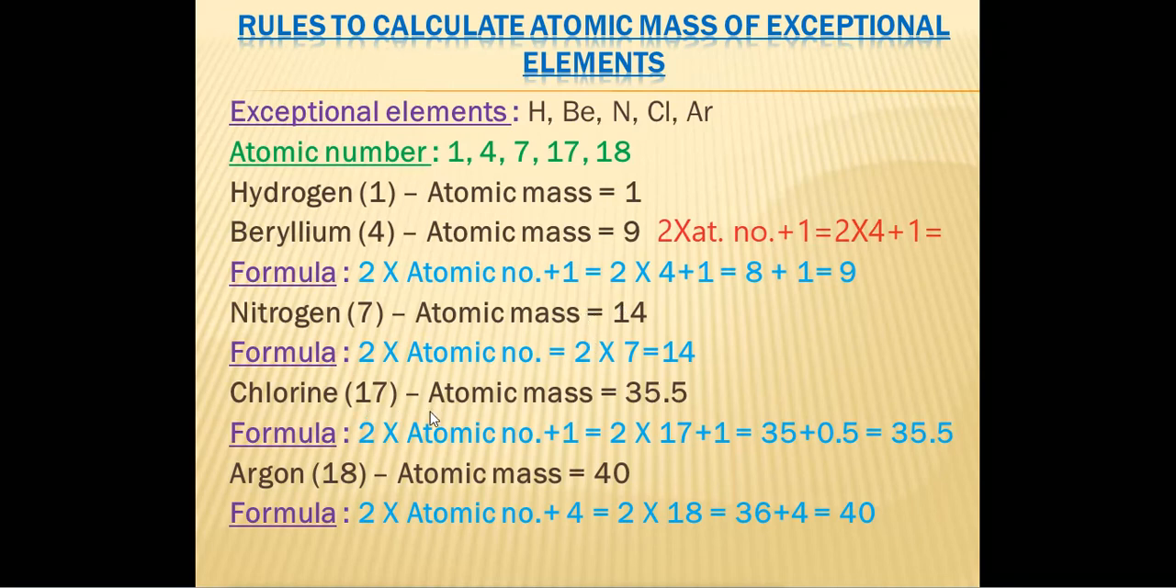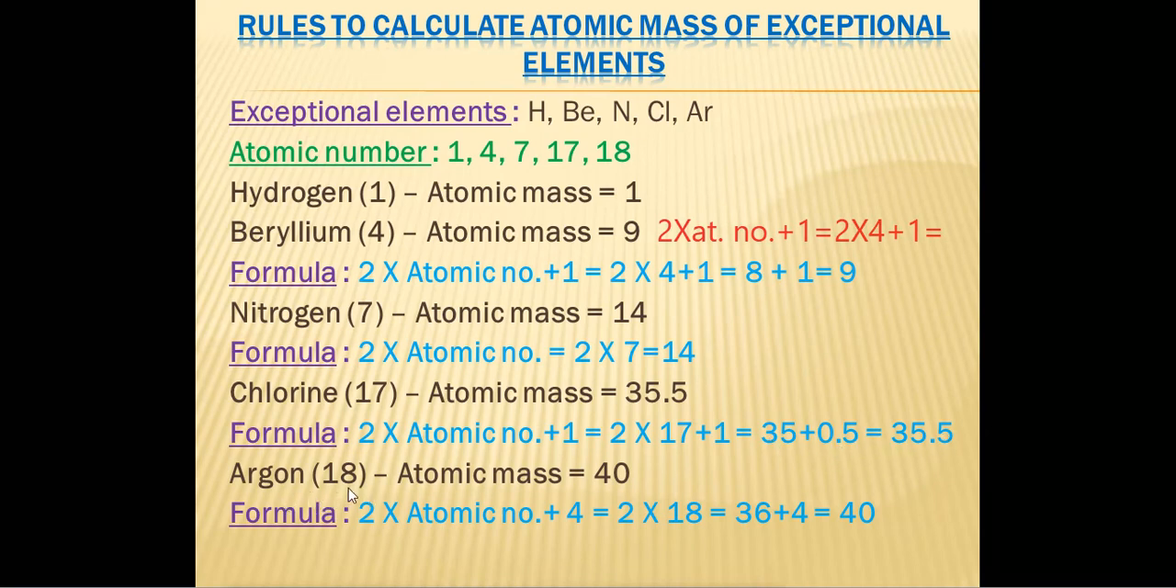Next one is chlorine. Chlorine's atomic mass is 35.5. How will we get this 35.5? We simply multiply 2 with the atomic number, and to that we add 1. 2 into 17 plus 1 is 35. To 35, you have to add 0.5. At last, you will get 35.5. So this is the rule for calculating the atomic mass of chlorine: 2 into atomic number plus 1, and to the number which you get, you add 0.5. That is 35.5. And the last one, argon.